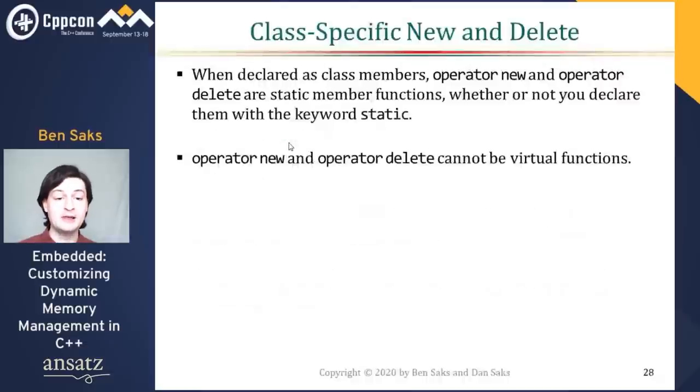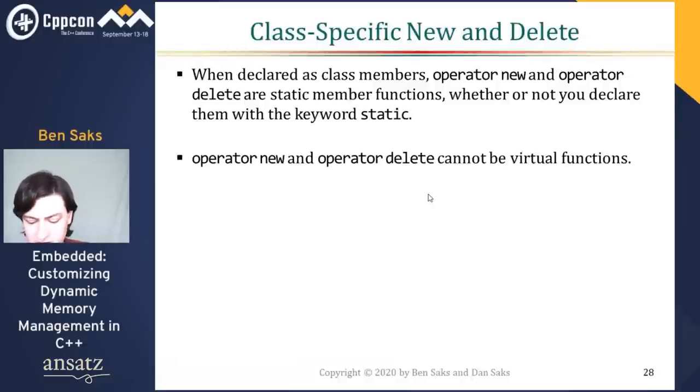Okay, so when you declare operator new and delete as class members, they automatically become static member functions. Doesn't matter whether you use the keyword static to declare them or not. They are static member functions. They have to be. Which means they can't be virtual functions, because as static member functions, they have no this pointer. And the this pointer is how a virtual function knows what type it's actually being invoked on.